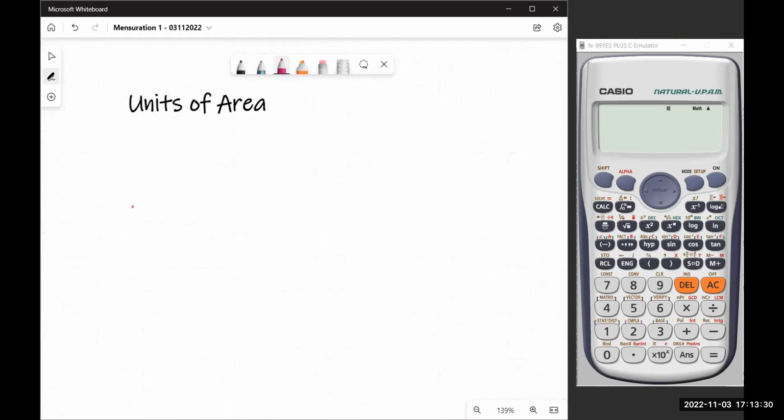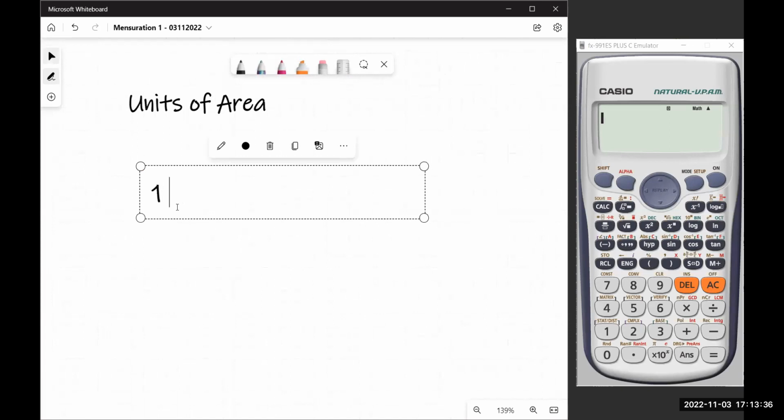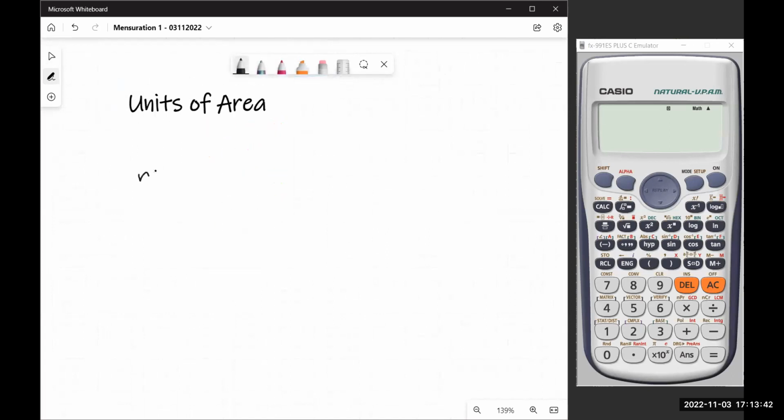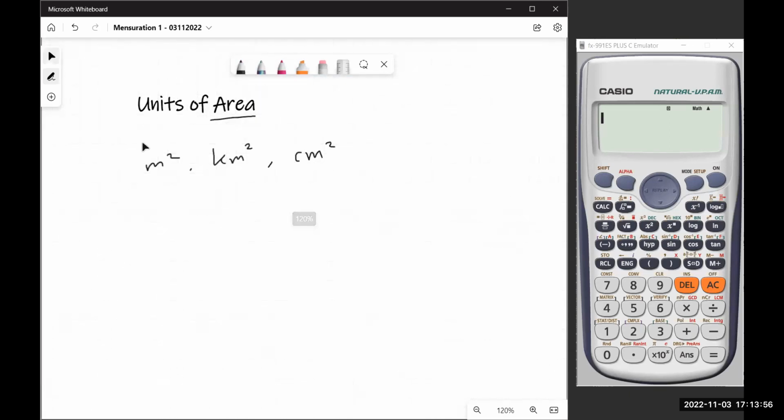Now look, the units of area are, first thing first, we'll have 1 km squared. We have everything as squared. So we have meter squared, we have km squared, we have cm squared. These are all units of area. Is that clear? Yeah. Now write this in your notebook. That's what I have. Let's put it right here.